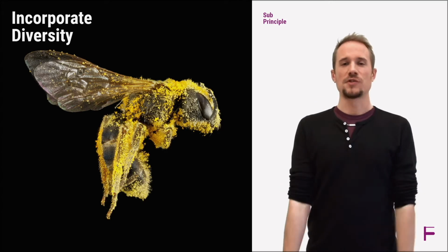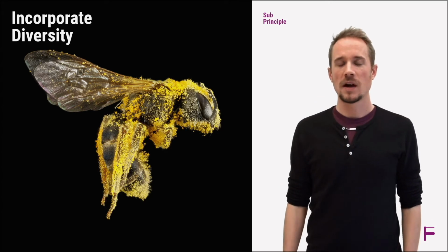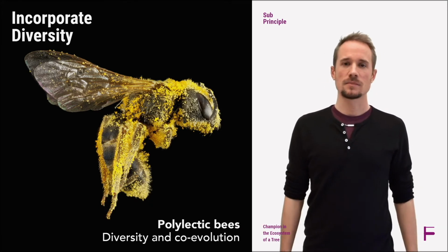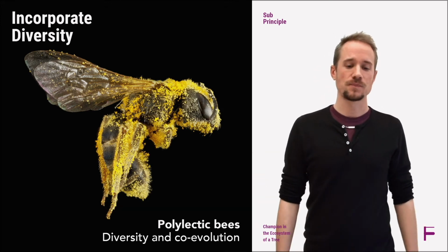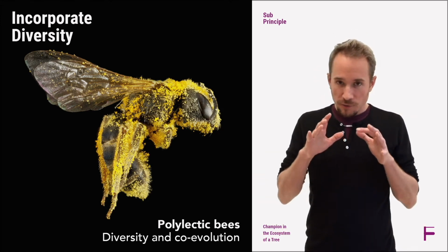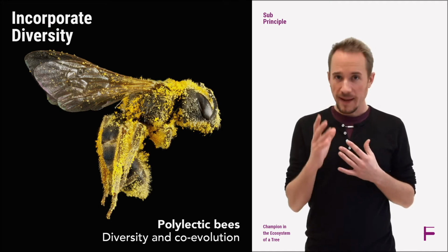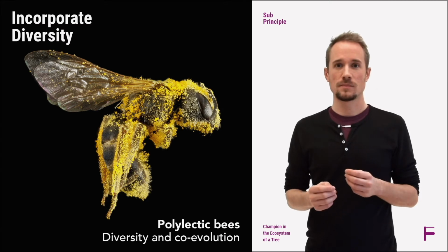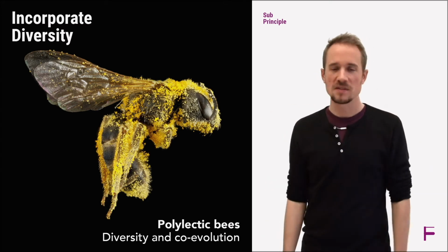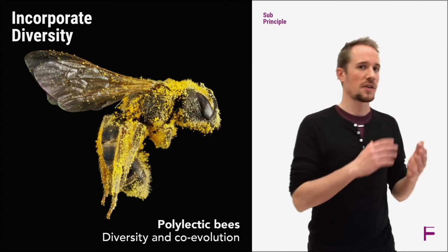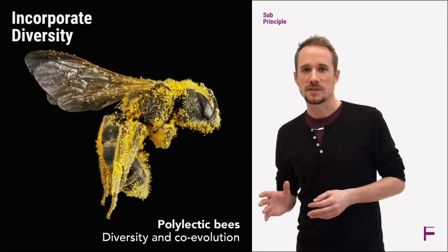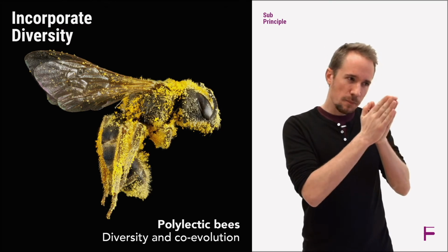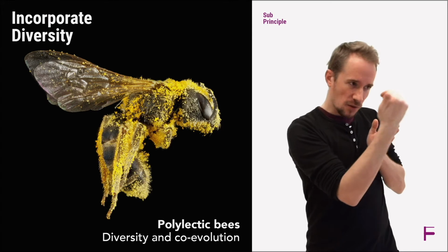Incorporate diversity. Our example for this principle are the polylectic bees. For instance, the honeybees that everyone knows. And the diversity of plants that they have co-evolved with. So there are many different species of bees, and they need nectar, they need pollen from the flowers of plants. Some bees are very specialized on one species of plant, and that plant is specialized on this one species of bee.